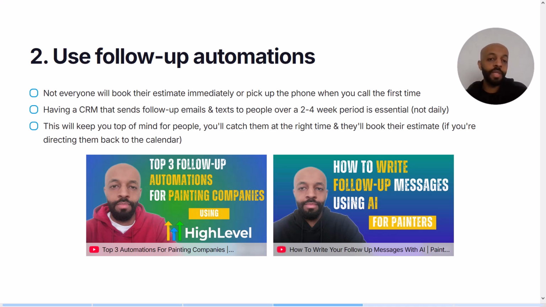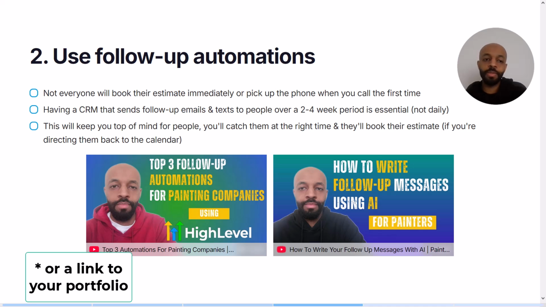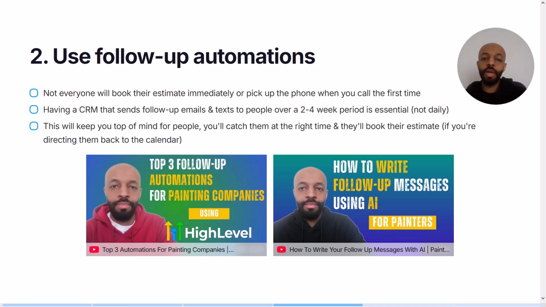If you have a CRM that sends follow-up emails and texts to people over a 2 to 4 week period, that really is essential. Now these messages aren't daily, okay? You don't want to be harassing people, but over a 2 to 4 week period, with some days, maybe like 2 days at a time, 3 days at a time, sending them texts and emails, trying to get back in front of them, and ideally try to offer them value, like send them some useful things, maybe some blog posts from your website, things like that. That's going to keep you top of mind for people.